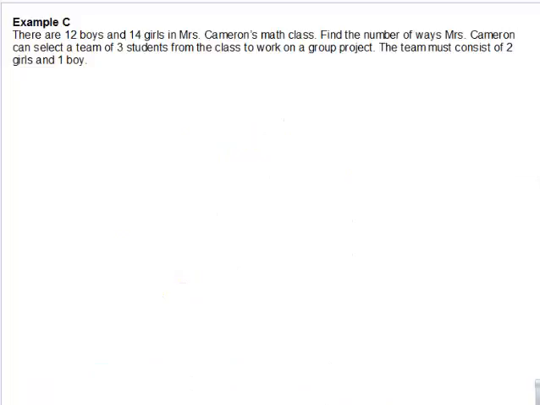Okay, sorry, there's two more example problems. This is when you have two separate groups and we need to figure out the combination. So 12 boys, 14 girls. So we have two groups, boys and girls. For the girls, we have 14 girls and we want to choose two of them for the group.